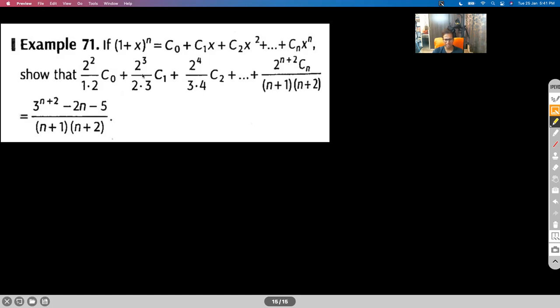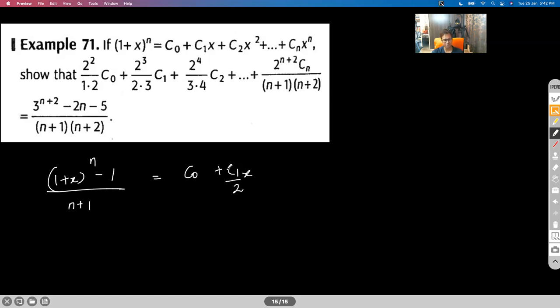See, again, first forget about this 2 square, 2 cube, 2, 4, etc. that we can manage. How are we getting this 1, 2, 2, 3, 3, 4, etc.? Right, Vishal. We need to integrate this thing twice. So we have already known this result, so I'll not be starting from scratch. I'll be starting from this result, which we have already figured out in the previous slide.